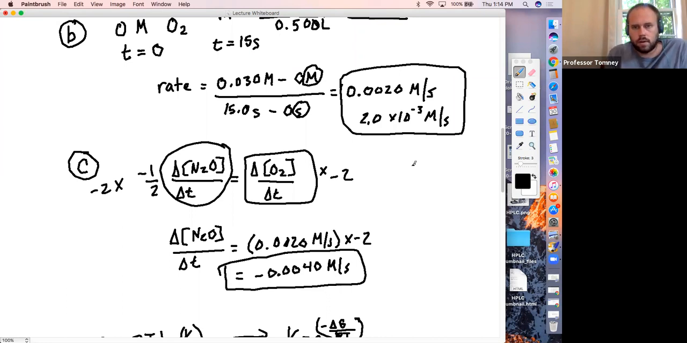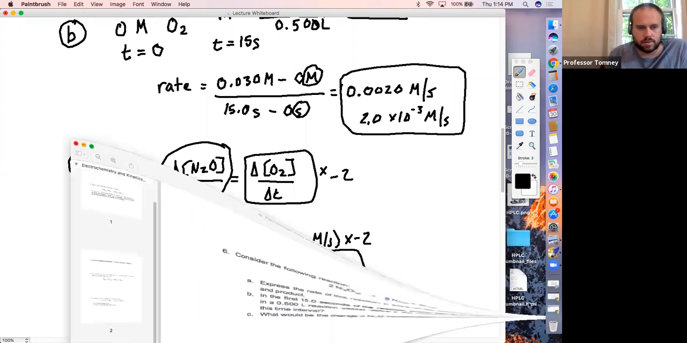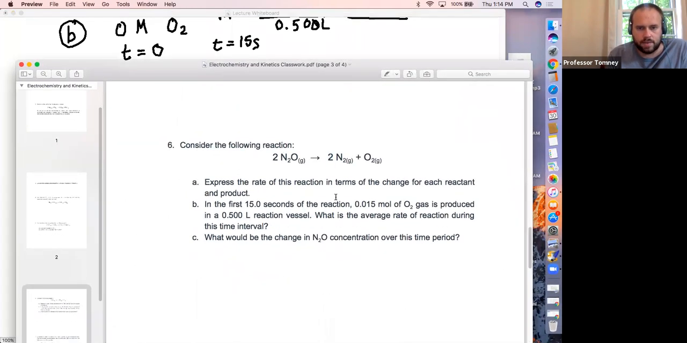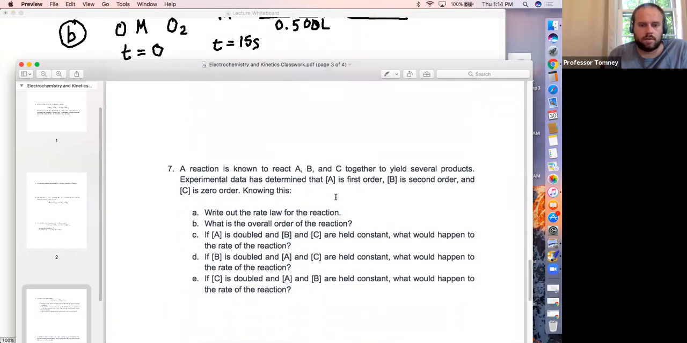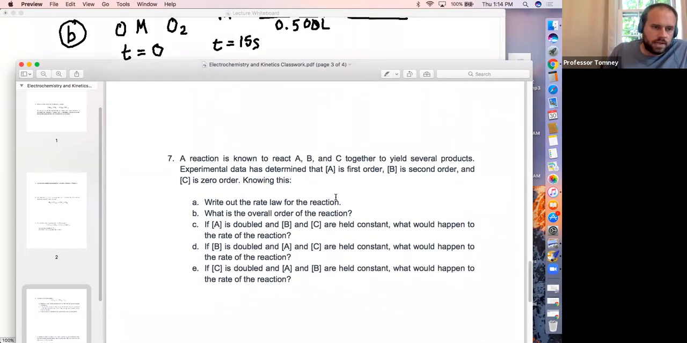All right, so number 7 might seem complex because there's a lot of wording and there's multiple things that you need to solve. But this is actually one of the easier problems. I would argue it's probably close to the easiest problem of the bunch if you know what you're doing.